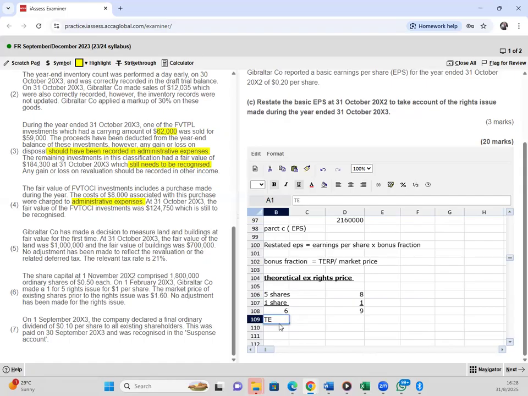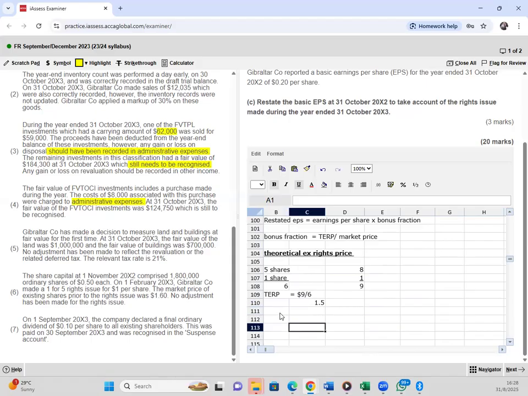So the theoretical ex-rights price becomes $9 over 6, so the average price of the shares, which is $50. So for the bonus fraction, we are saying $50 over the market price, $60.